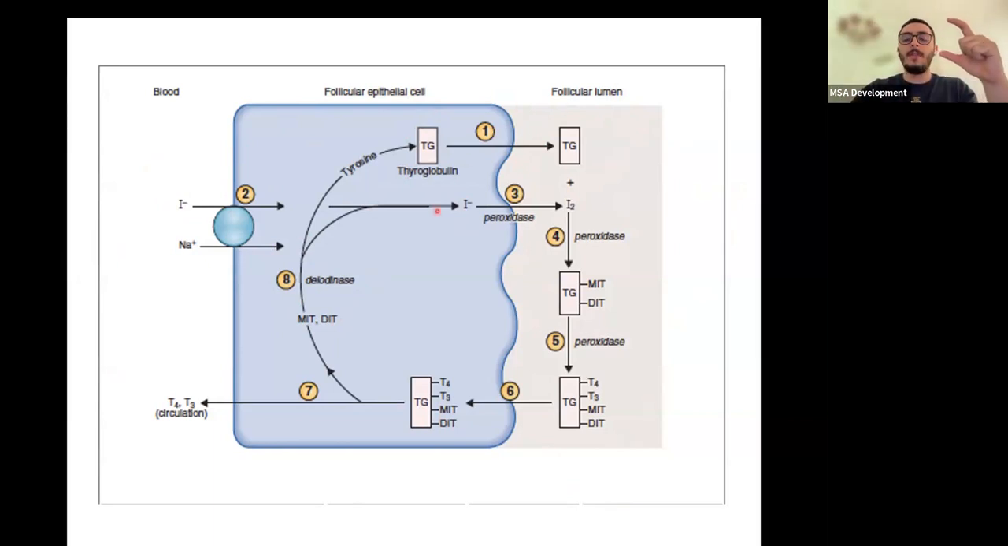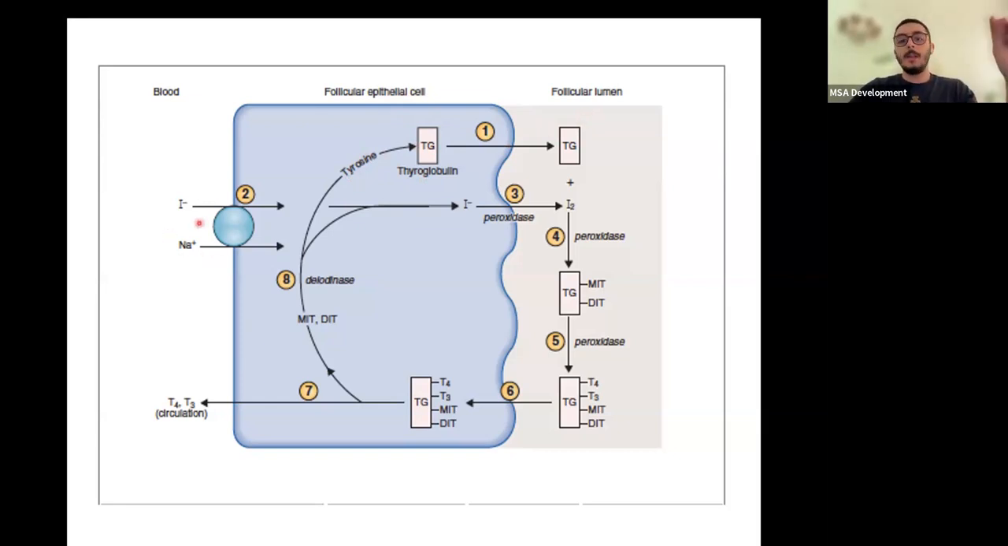This is the lumen, and then around it are the follicular epithelial cells. Okay, this is the follicular epithelial cell. Now we transfer the thyroglobulin with the tyrosine from the follicular epithelial cell into the follicular lumen. That's the first step.